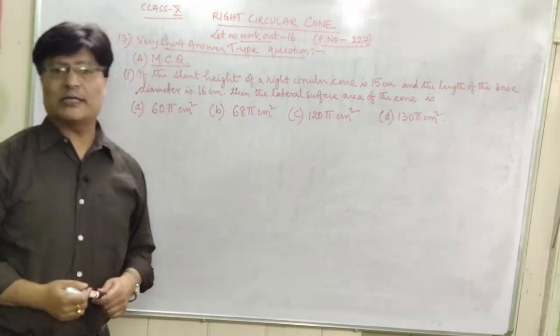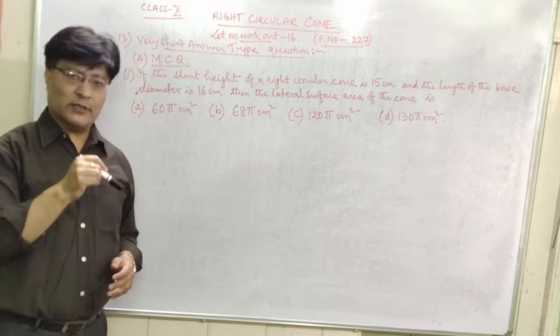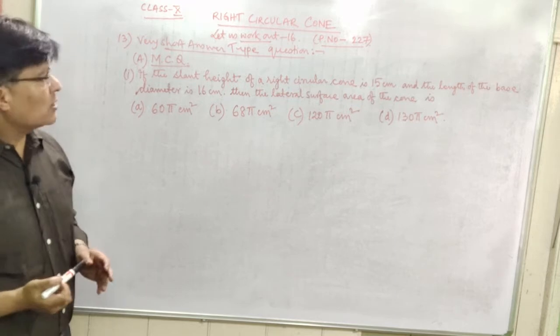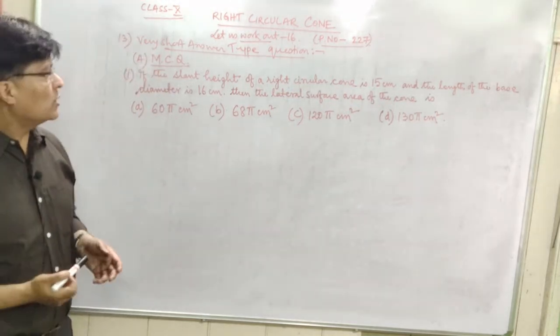So now I am doing class for class 10. This is the continuation class for the same chapter, that is right circular cone. In the last online class also we were doing the same chapter, that is right circular cone. So this is your continuation class.